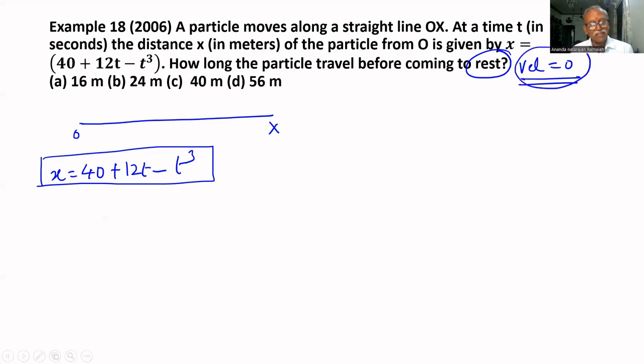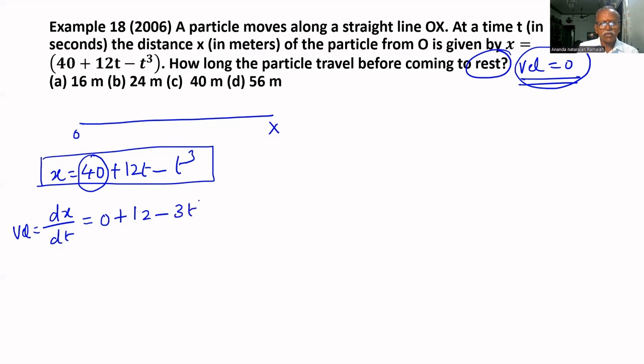Maybe in deceleration instead of acceleration. But anyhow, for what value of t the velocity will be 0, we have to find. So first we have to find the velocity. Velocity means what? dx by dt we have to find. Velocity equal to dx by dt. That is equal to, if you differentiate a constant, it becomes 0, plus 12t, if you differentiate, it becomes 12. t cube, if you differentiate, 3t square.